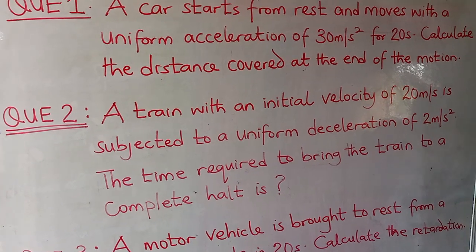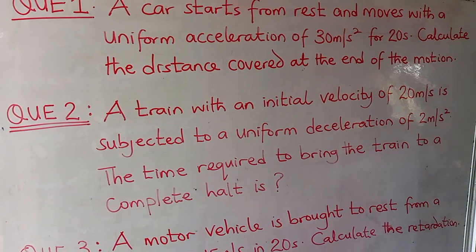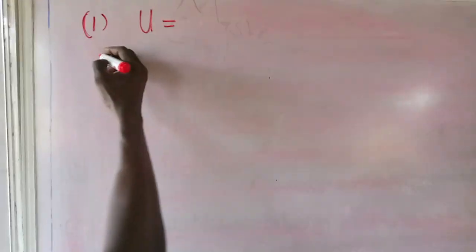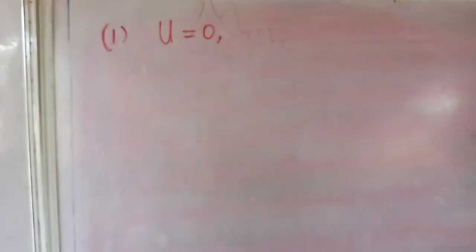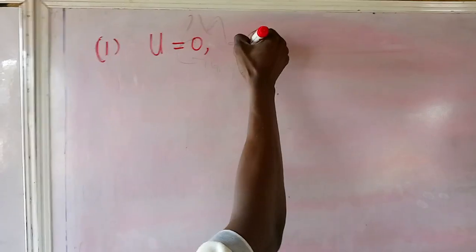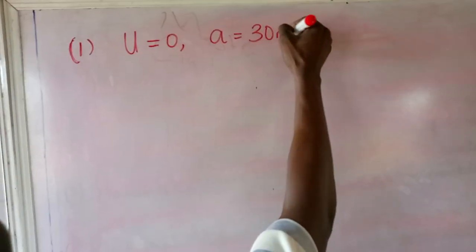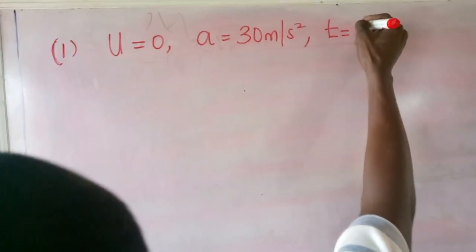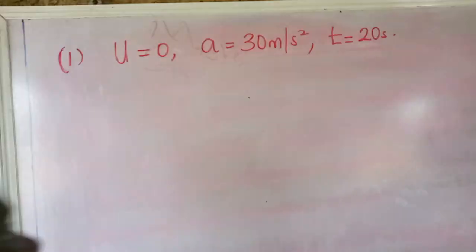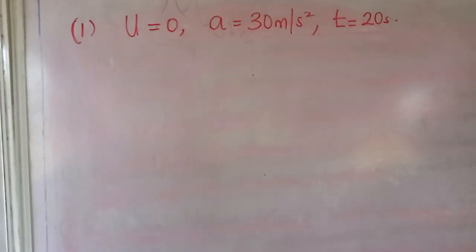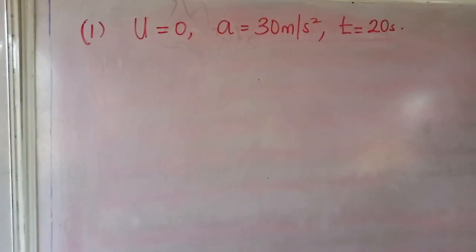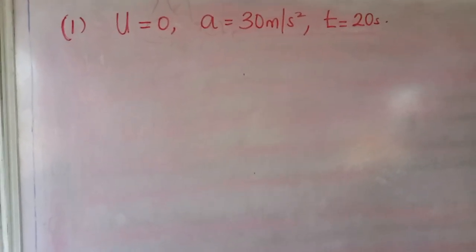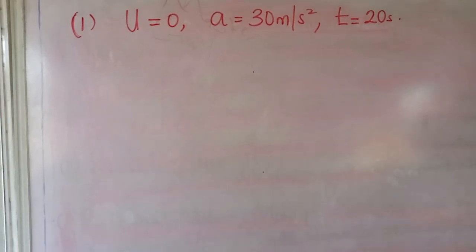Now, if you consider the 4 equations given, write out the parameters. So the parameters to that question: u is 0, acceleration a is 30 meters per second squared, and time is 20 seconds. As a good physics student, you must first learn how to itemize the parameters given, and that will give you a clue to which equation or formula to use.